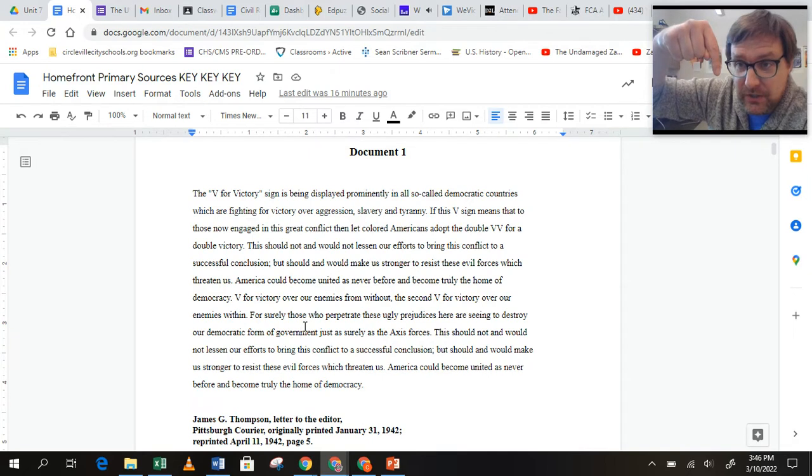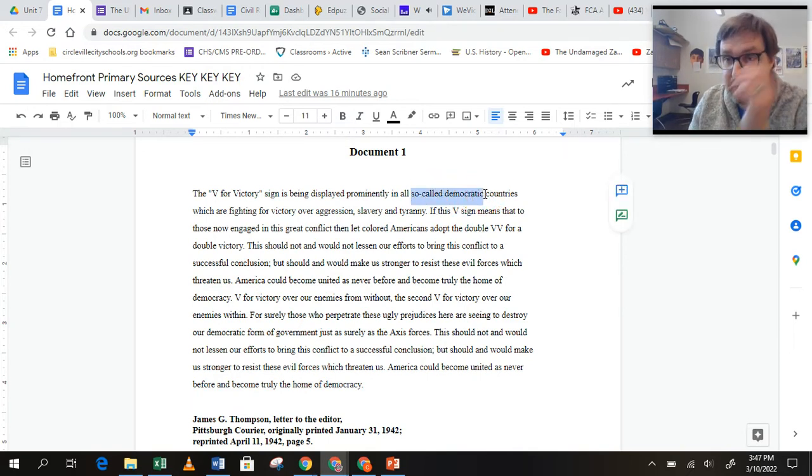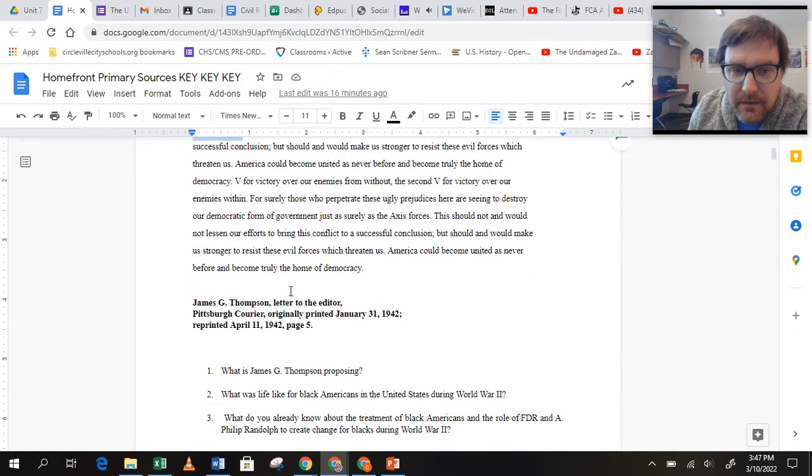But there are people here that don't have freedom, African Americans especially. So so-called democratic countries like the United States, we say that we are about equality, all men created equal, and women. But are all men and women treated equally? No. So let the colored Americans adopt the double V for a double victory.